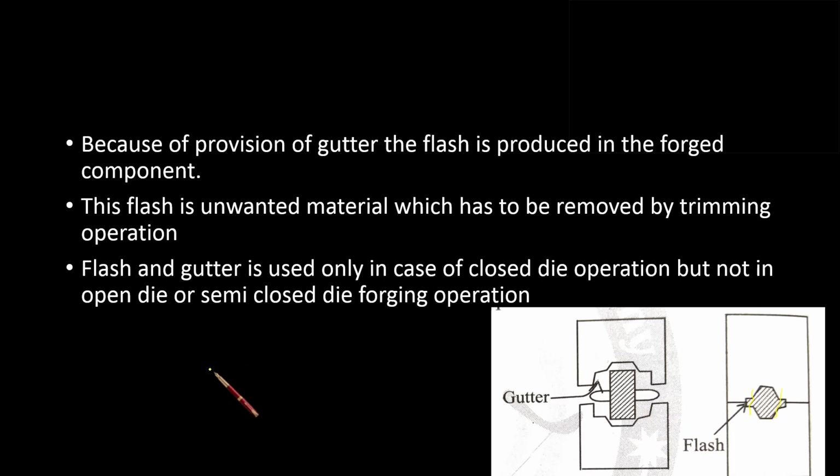You might have observed that when the forging is done, let's suppose I want to make a ball, you will find that on the ball there will be some kind of thin material at the middle. This has to be removed, right? This is known as flash. So that has to be removed. So you understood the purpose of gutter and flash.